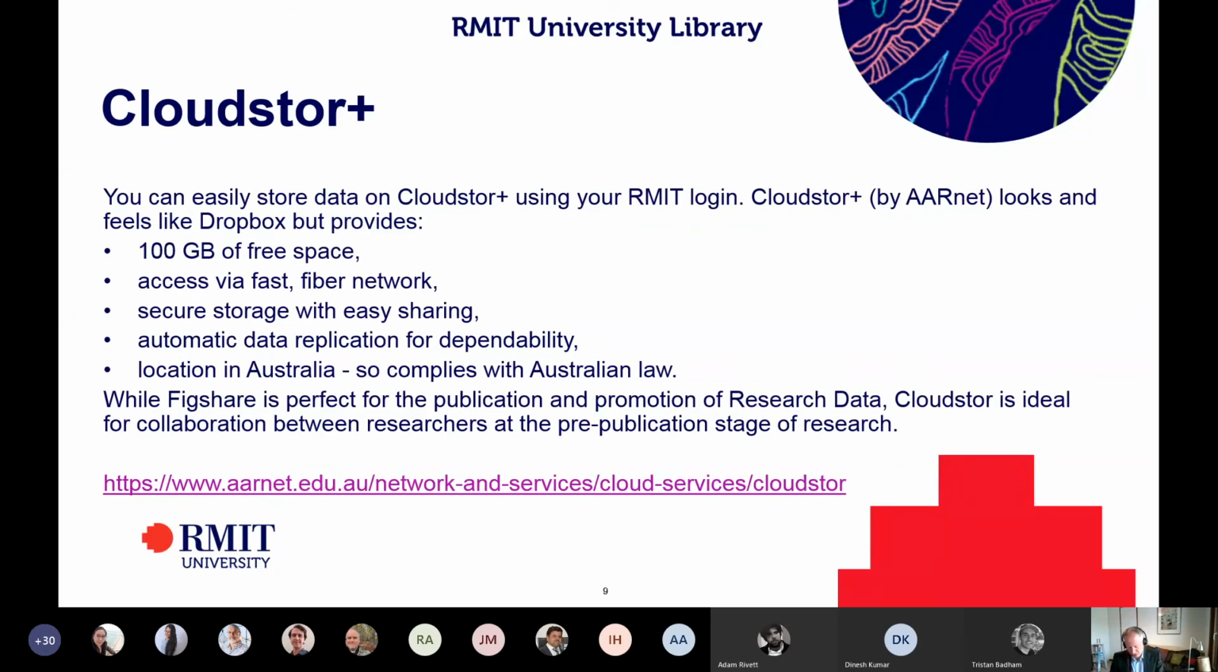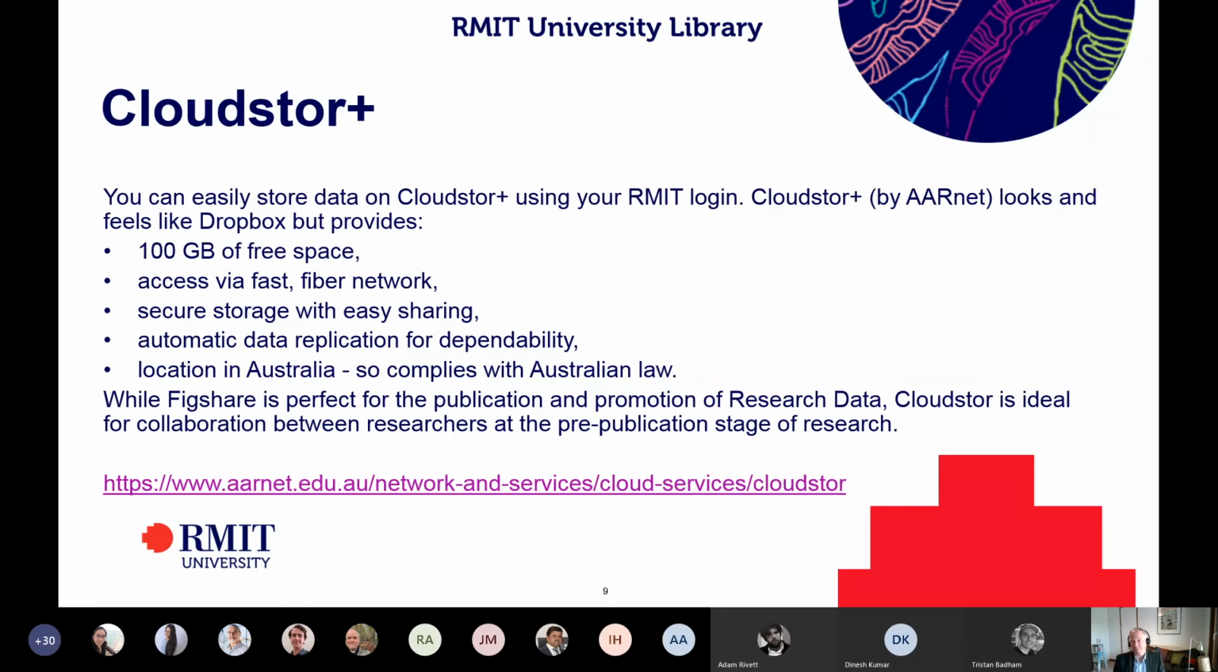One that surprisingly we find a lot of researchers aren't familiar with is Cloudstor. Cloudstor is provided to you via your RMIT login, and it's supported by the Australian government through AARNet. It's essentially an academic version of Dropbox, where you get up to 100 gigabytes of free space, and it really is an excellent collaboration tool. If you need to share files or work on files with multiple users, or make things available to other people, not just within RMIT but at other academic institutions, it's the perfect tool for that. So that's very much the collaboration and working stage.